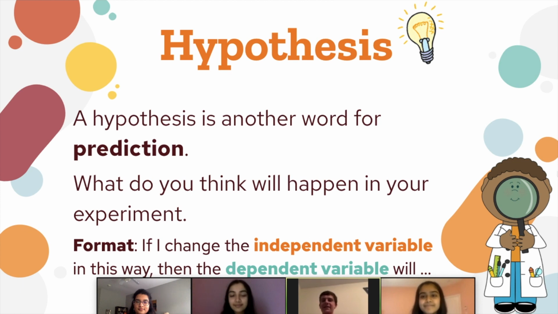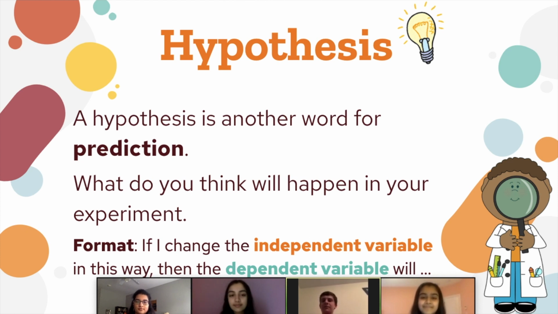The next step of the scientific method is the hypothesis. A hypothesis is another word for a prediction. This is the part of the scientific method where you write down what you think will happen in your experiment. And when forming our hypotheses, us scientists like to use a special format called the if-then format. And the if-then format looks like this. If I change the independent variable in this way, in which you describe how you will change it, then the dependent variable will, and that's when you make your prediction about what you think will happen.